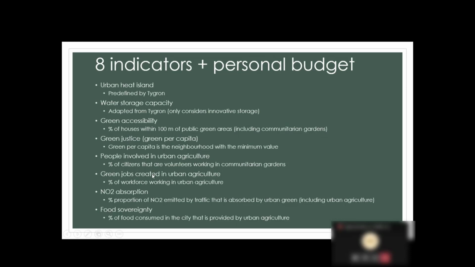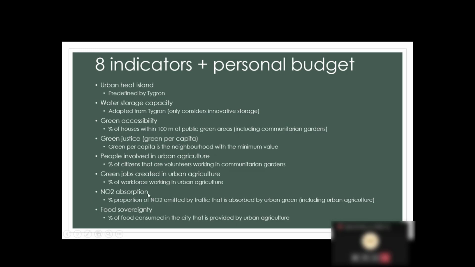Another indicator is people involved in urban agriculture, mainly volunteers involved in community gardens. This is a percentage of inhabitants in any neighborhood. Then green jobs, which is barely the same, but instead of volunteers, they are employees working in urban agriculture, and the percentage is regarding workforce, not inhabitants.